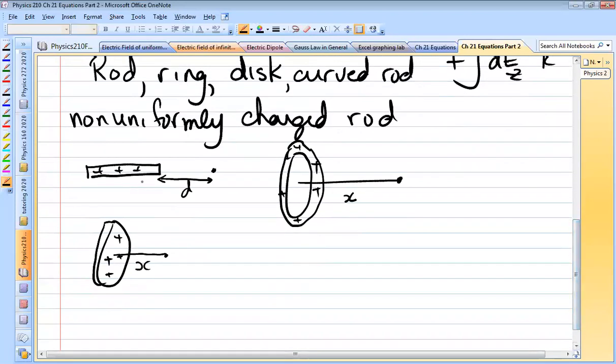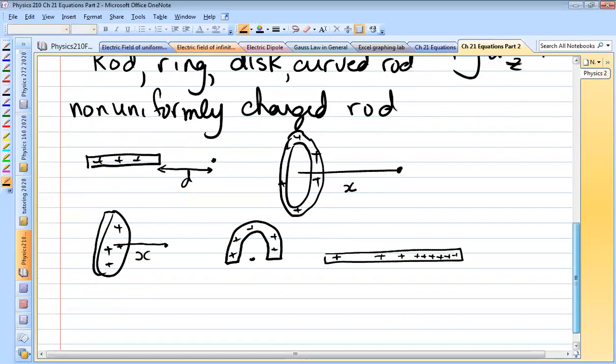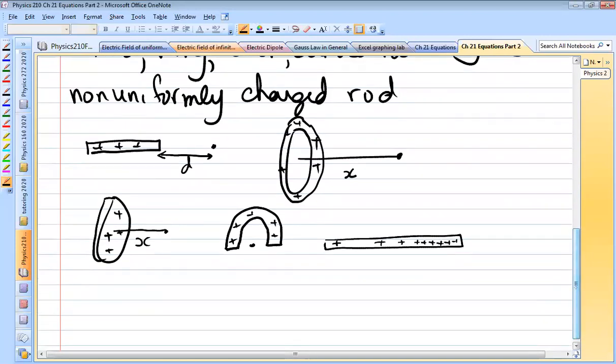So there's the rod, the ring, the disk, and then a curved rod would look like this, and we want to know the field here. And then a non-uniformly charged rod means that the charge distribution is not the same. So it might get more densely charged as you move along, so that as you go, it would suddenly become very different in density. In that case, we have to define something called the linear charge density.